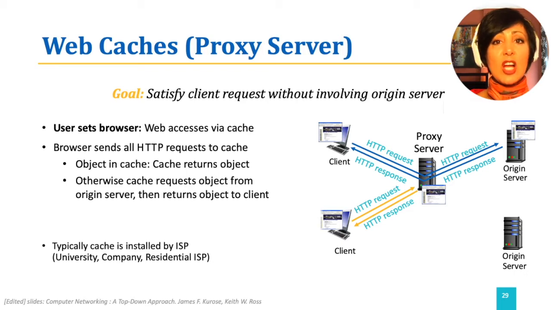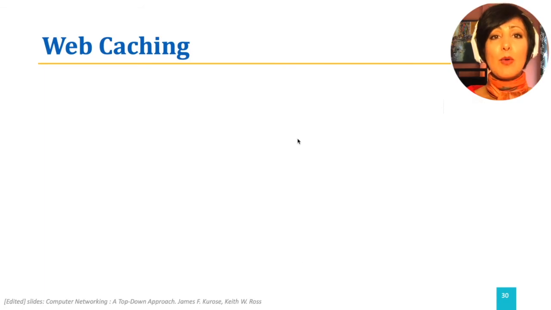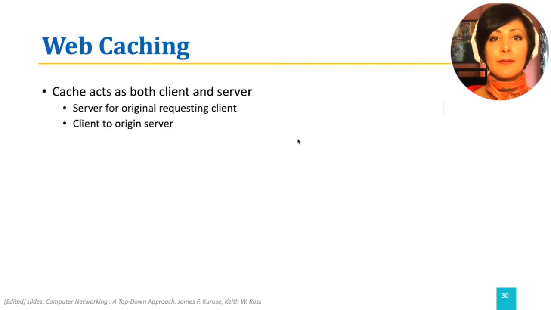If the object is not in the cache or it is timed out, the request will still go to the origin server, and a copy of the response is stored in the cache with the new response. Web proxies act as both client and server: server for the original requesting client, and client to the origin server.